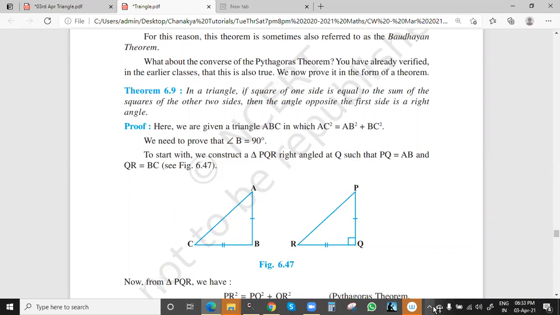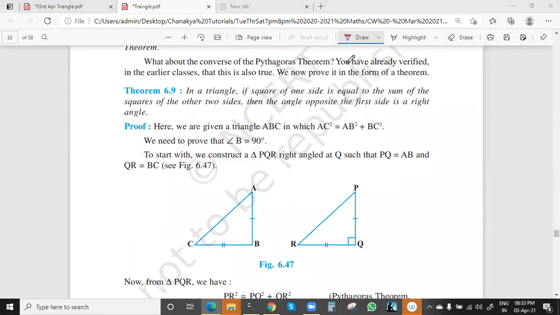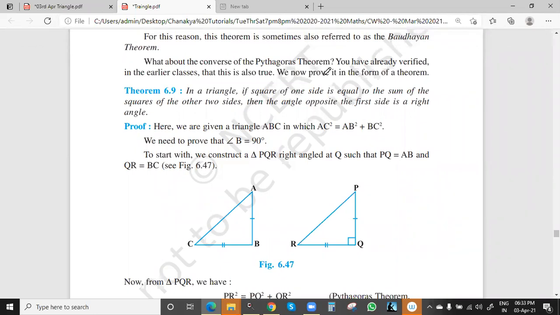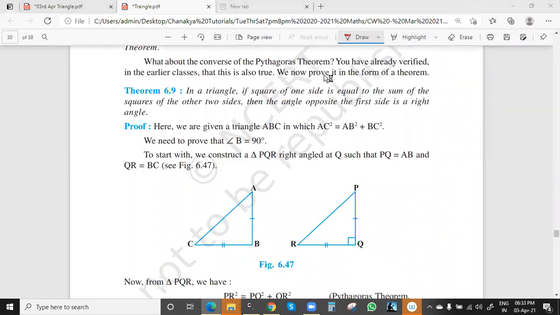So in this triangle chapter, two proofs have been deleted. The ratio of the areas of two similar triangles equals the ratio of the squares of the sides. This will not be asked. And then the Pythagoras theorem: the square of one side equals the sum of the squares of the other two sides, and the angle opposite to the third side is a right angle. So these two proofs they have omitted.